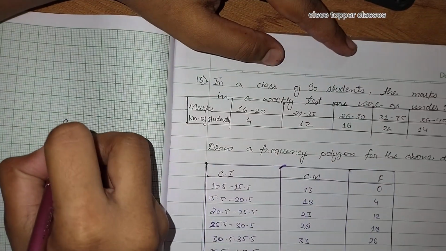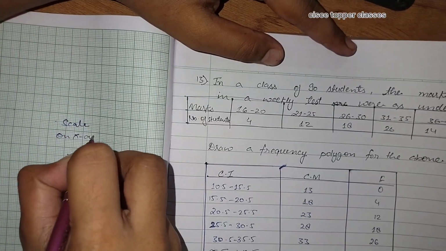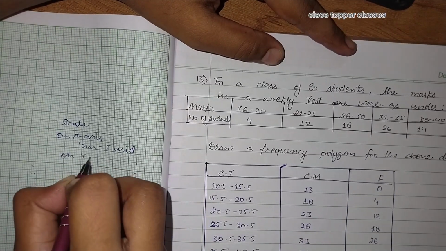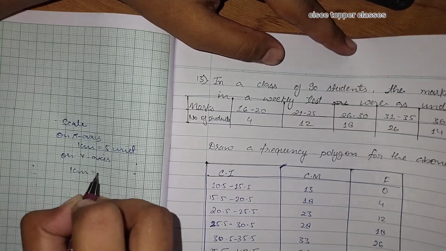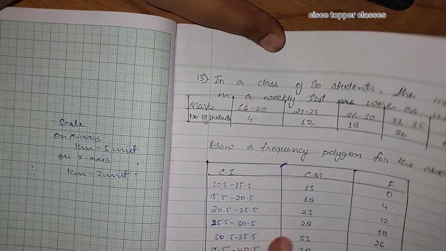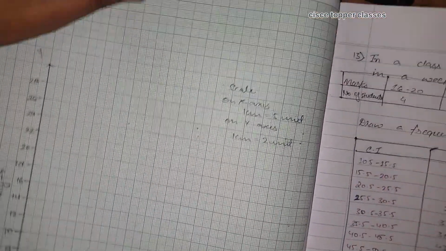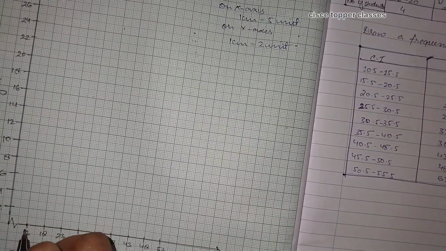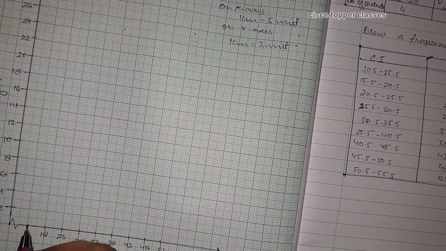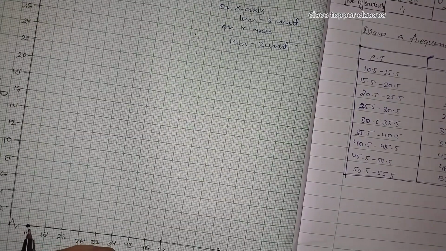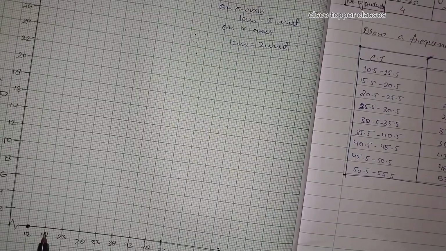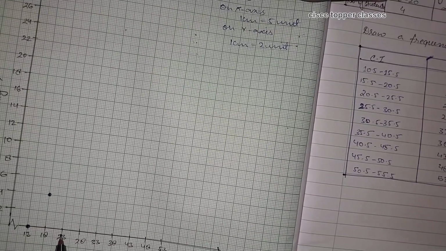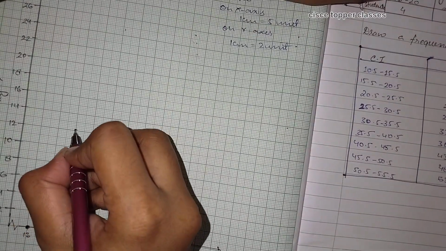Here we are using the scale: on the x-axis we are taking 1 centimeter as 5 units, and on the y-axis 1 centimeter as 2 units. On the y-axis we are taking frequency, and on the x-axis class mark. If we want to mark the point, we know here class mark is 13 and frequency is 0, so this is 1 point. Afterwards class mark is 18 and frequency is 4, so this will be somewhere here. After that we have 23. 23 has 12 as the frequency, so this will be somewhere here.